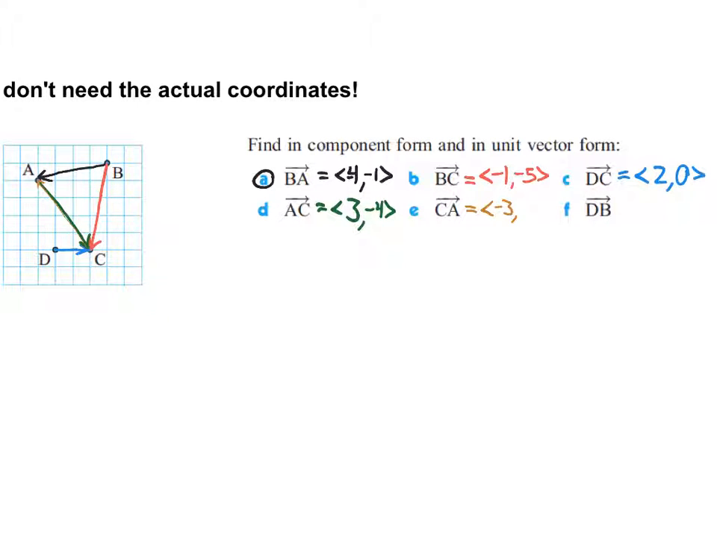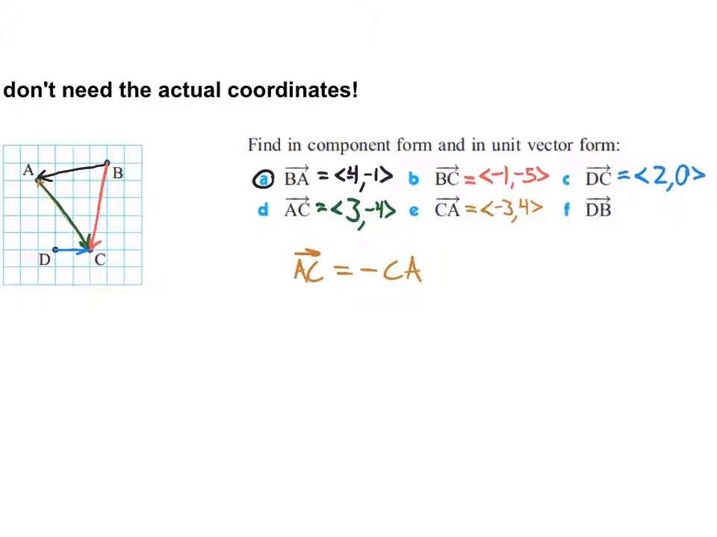Notice here that AC and CA are the same 2 points, right? We're just going opposite directions. And what happened to the components there? They reversed their sign. And that's because AC is the opposite of CA.